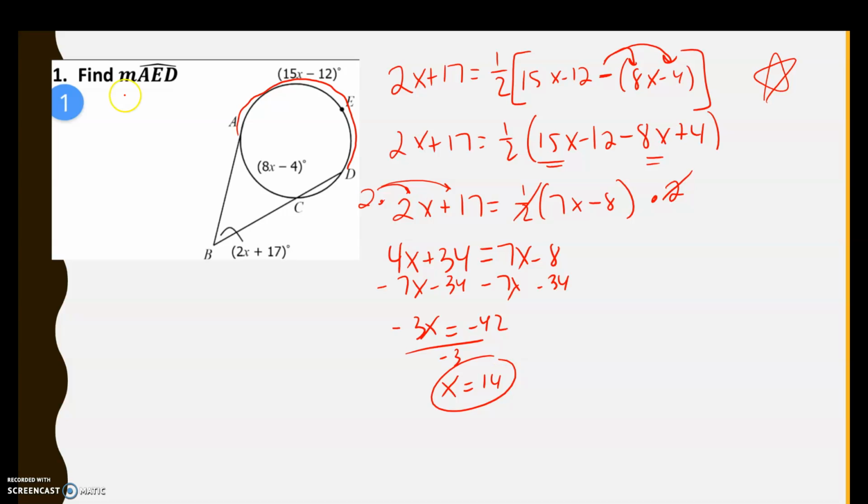From there, my question is asking for the measure of arc AED. So AED is this entire arc up here on top. I'm going to get my 15x minus 12, replacing my x with 14, minus 12, and that's going to leave me with 198.